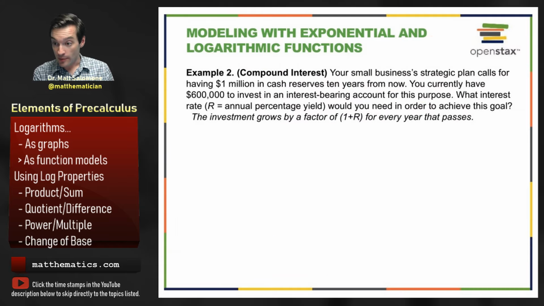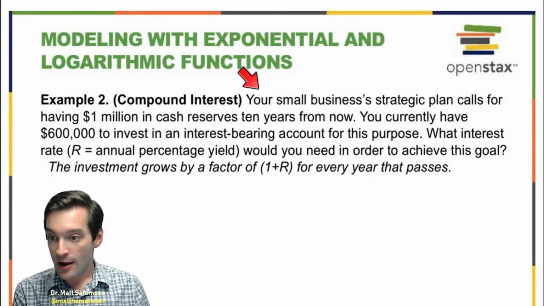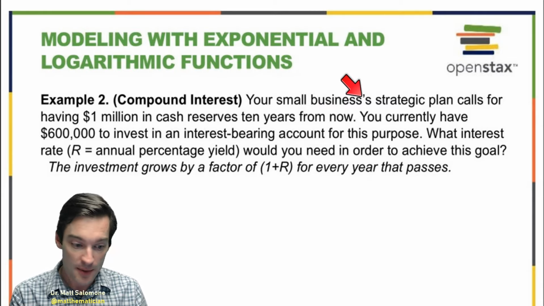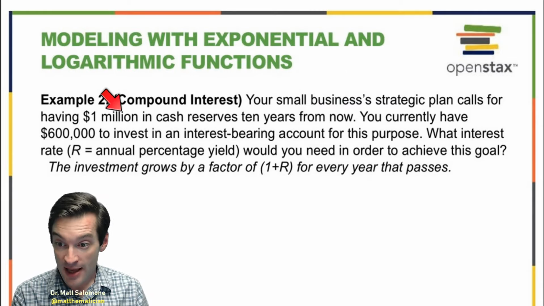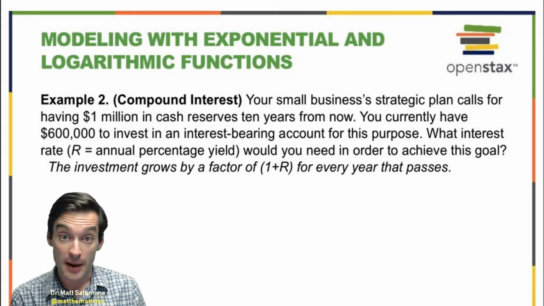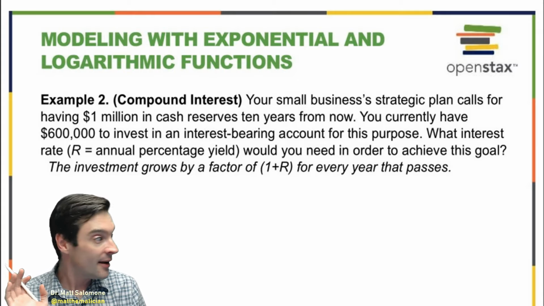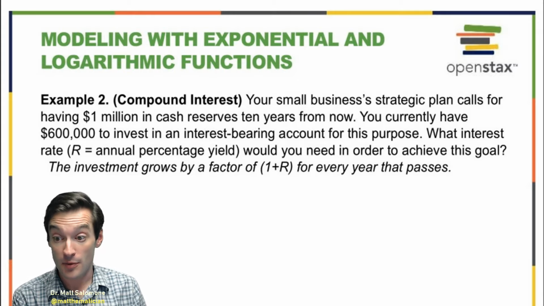Let's do the second problem. This is a problem about compound interest. I'm going to zoom in on this a little bit so we can read what's going on. Say I own a small business, and my strategic plan is that I want to have $1 million in cash reserves sitting around 10 years from now. So my 10-year plan is I want to be sitting on a nest egg of $1 million.